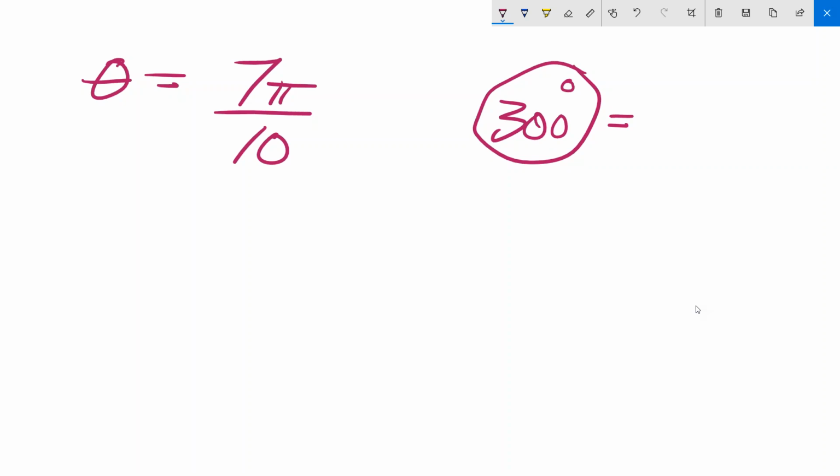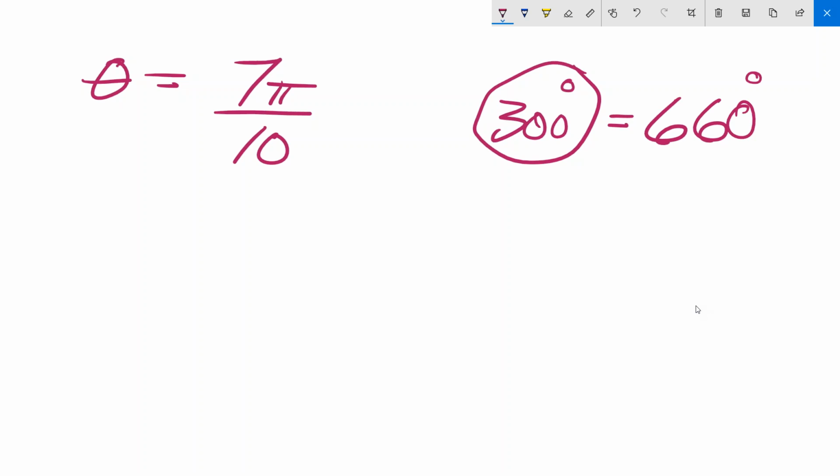Give me a positive angle that's coterminal to 300 degrees. What is it? What are you going to do? You're going to add 360, right? What do you get? There's a positive angle that's coterminal to 300.